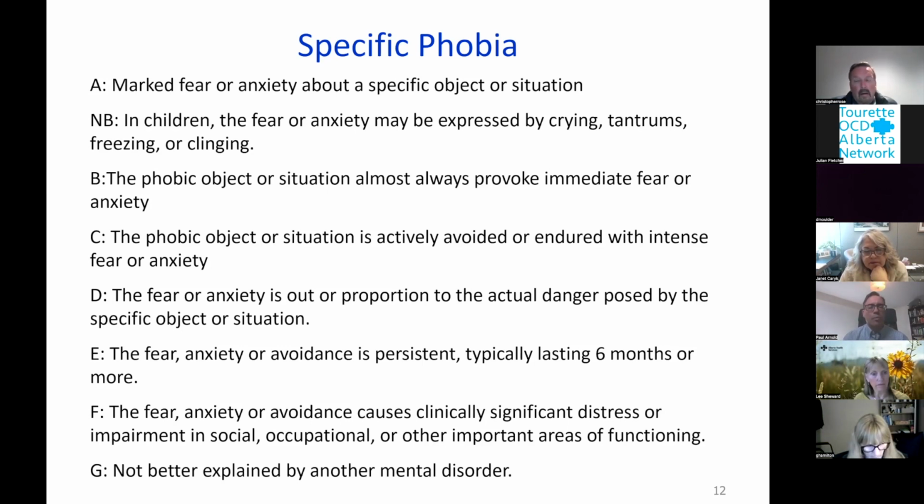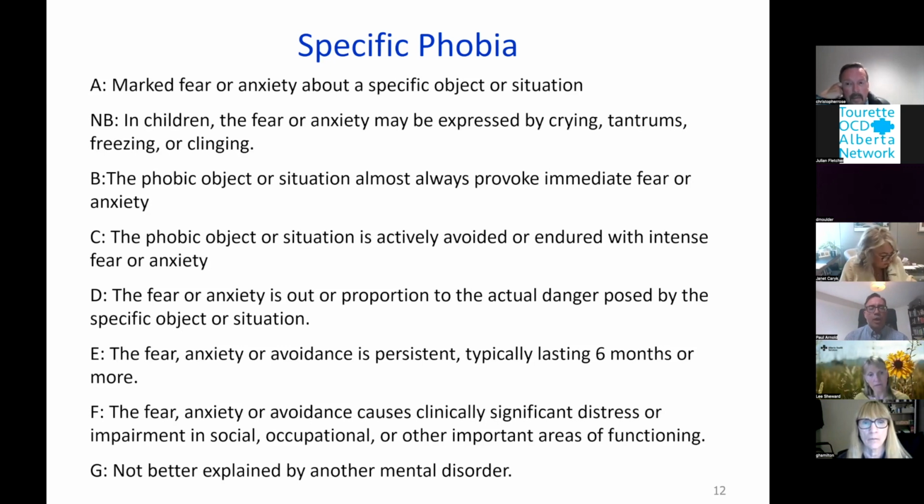But basically, specific phobia is a marked fear or anxiety about a specific object or situation. In children, the fear or anxiety may be expressed by, they may not say, I'm scared. It may be expressed by crying, tantrums, freezing, or clinging. The phobic object or situation almost always provokes immediate fear or anxiety. So it's sort of a stereotypic response. Let's say they're afraid of spiders. Anytime a spider is seen, they get frightened or anxious.